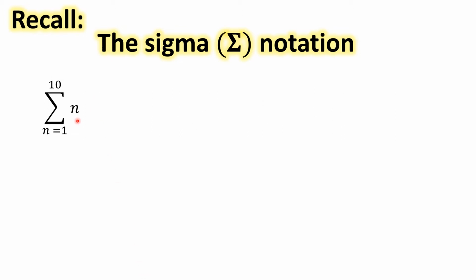Hence, the sigma notation or the summation notation, summation of n, where n is from 1 to 10, can be written as the sum of the integers from 1 until 10.